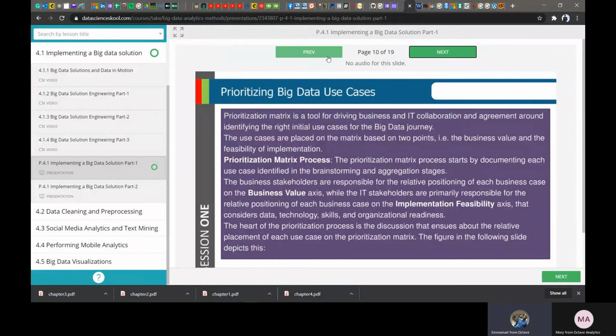Now, the prioritization matrix process. The prioritization matrix process starts by documenting each use case, identifying the brainstorming and evaluation stages.